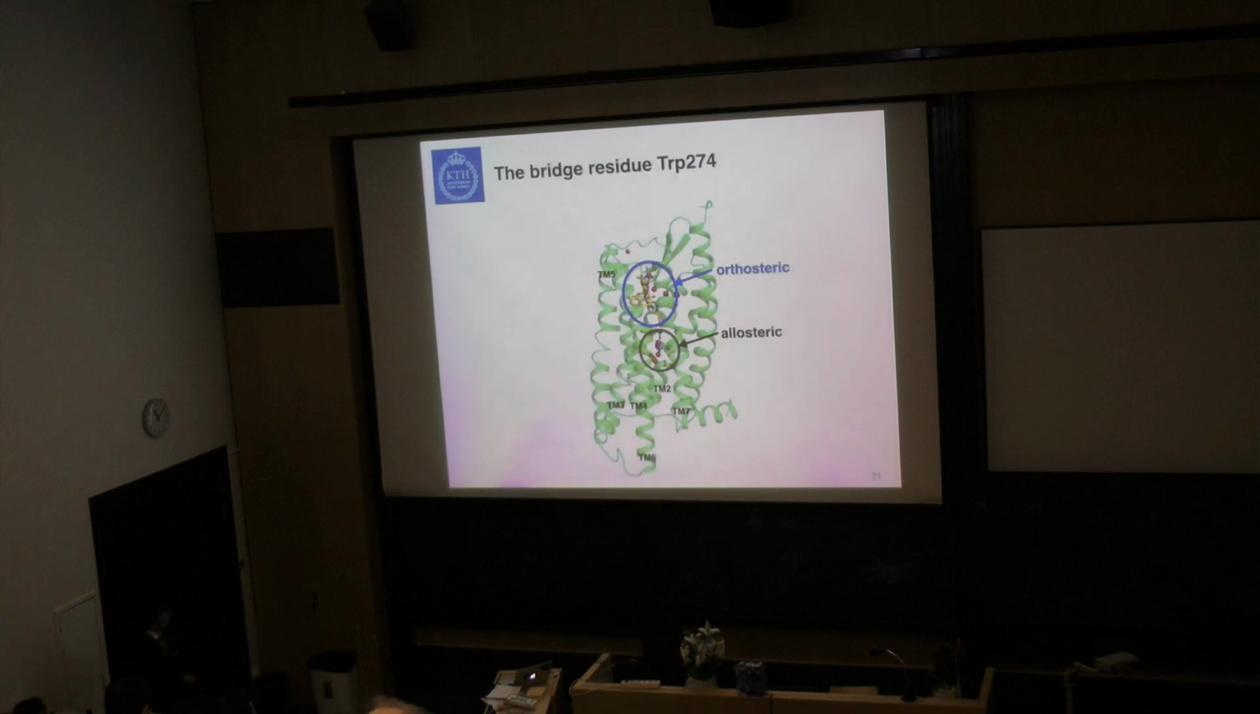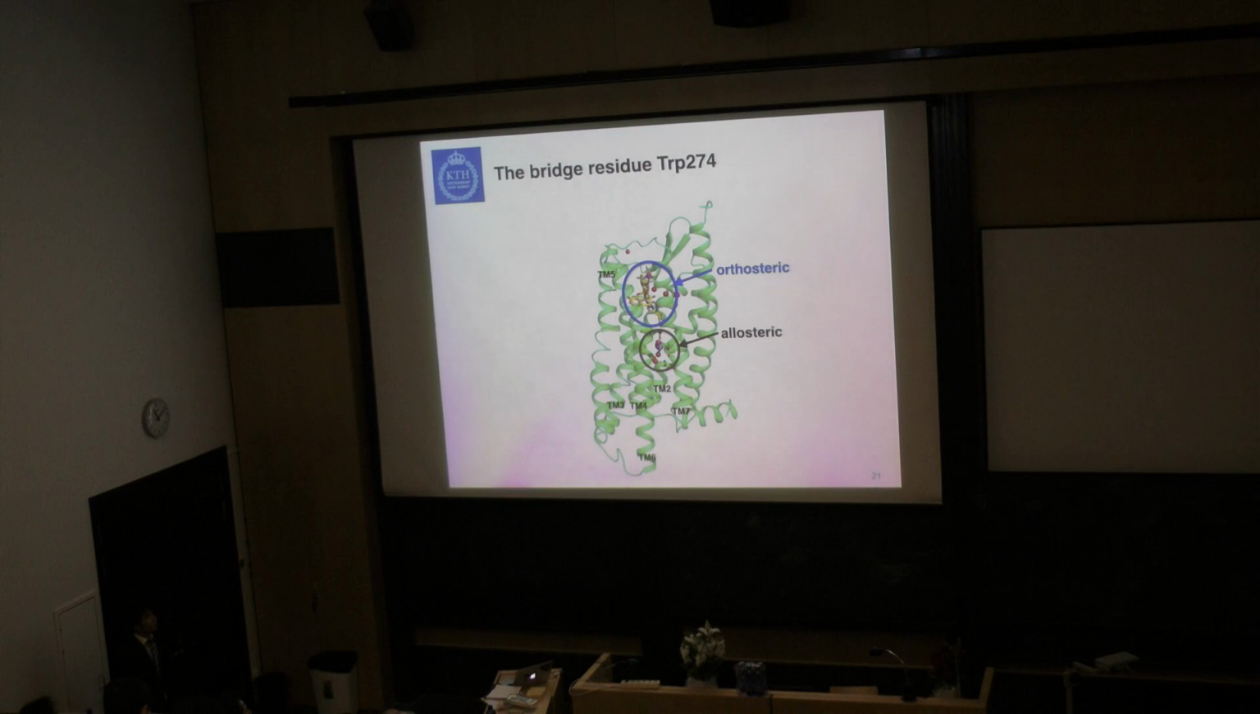From this picture, we can see that the sodium ion is in the allosteric site and the agonist or antagonist is in the orthosteric site. These two sites are not located adjacent to each other. So how can the sodium ion in the allosteric site affect the conformation of the ligand in the orthosteric site?